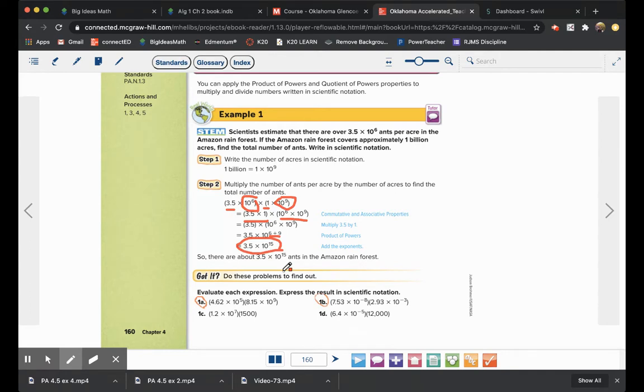So what I want you to do now, looking at that problem, you can rewind it and rewatch that if you need to. I want you to attempt 1A and 1B on your own. Pause it, write those down, try it, and then I will go over them with you.